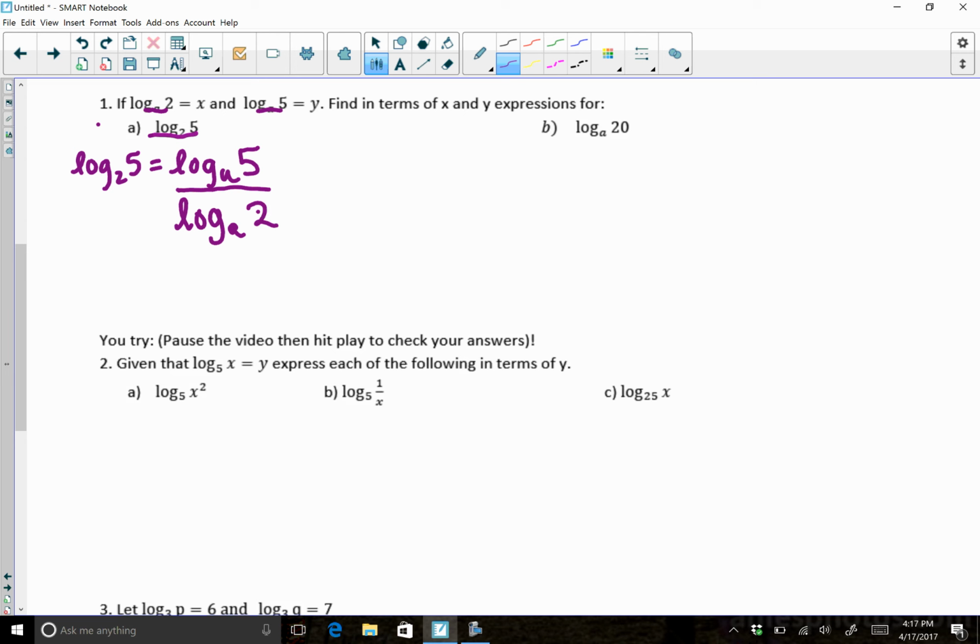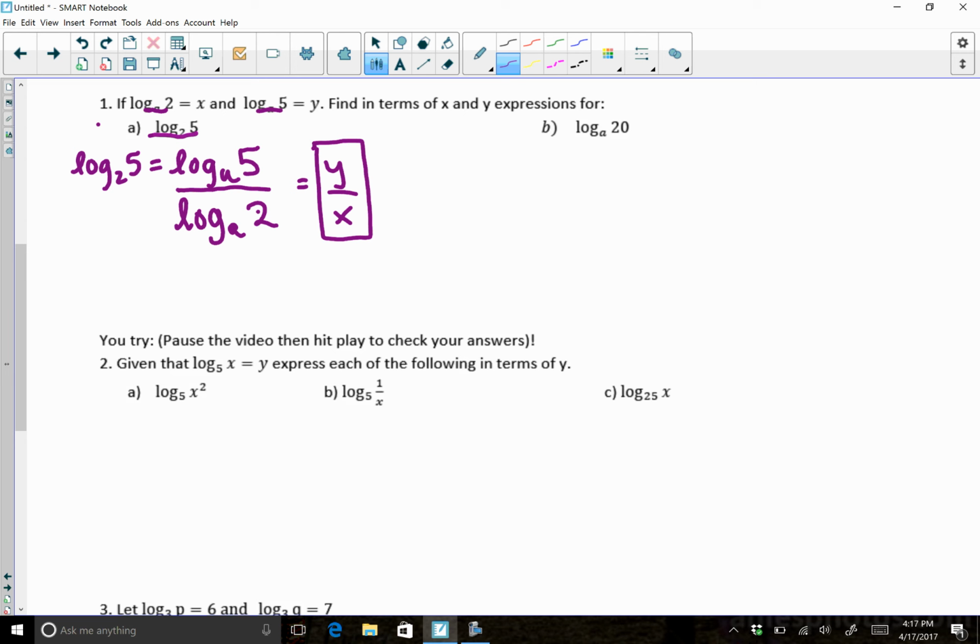And the reason why I did that is because now I know log base a of 5, that's just y, and log base a of 2, that's just x. So I know that log base 2 of 5 is the same thing as y over x when I simplify that using change of base.